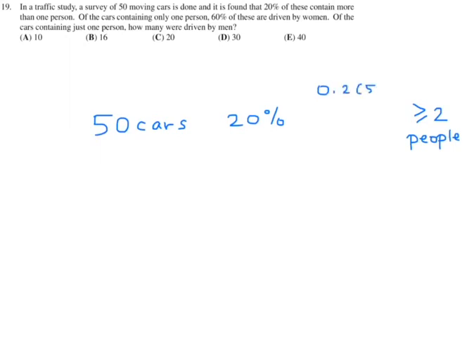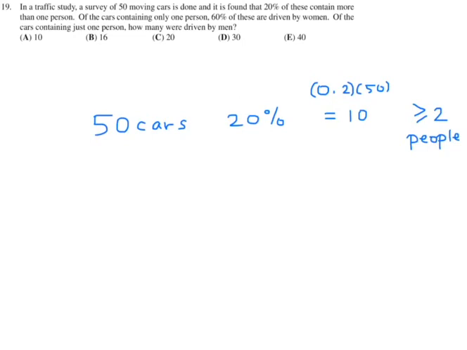In a traffic study, a survey of 50 moving cars is done, and it is found that 20% of these contain more than one person. Say I have 50 cars, 20% contain more than one person, so greater than or equal to 2 people. And 20% of 50 is 0.2 times 50, which is equal to 10.